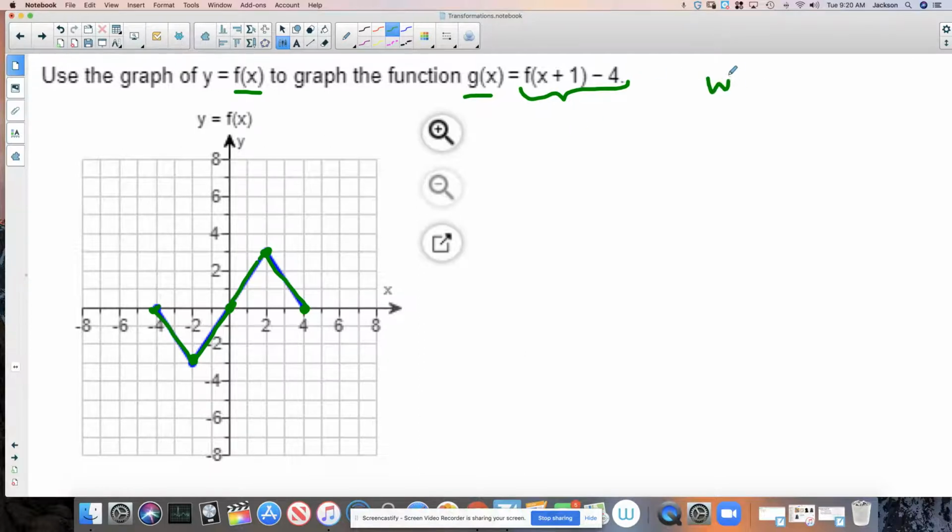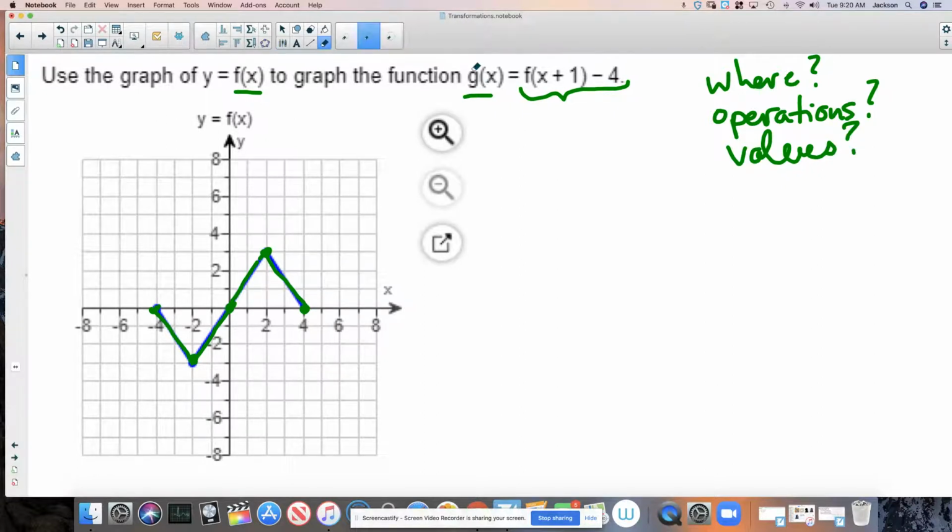And we're looking to answer three questions. Where are the operations in this transformation? What are the operations in this transformation? And what are their values, like how much? So when you look at this function, g of x is a function that, for lack of a better word, does this and this to f of x. There are two new numbers in this function that weren't over here: the +1 and the -4.